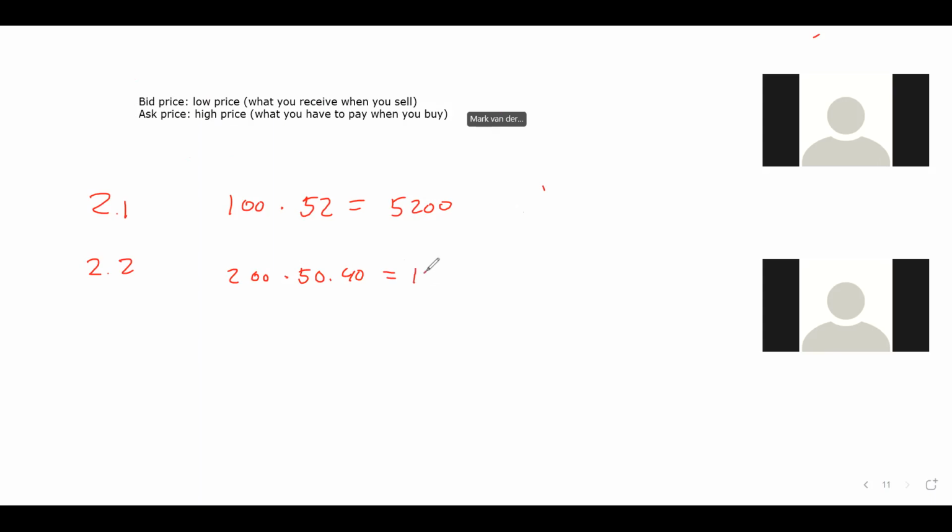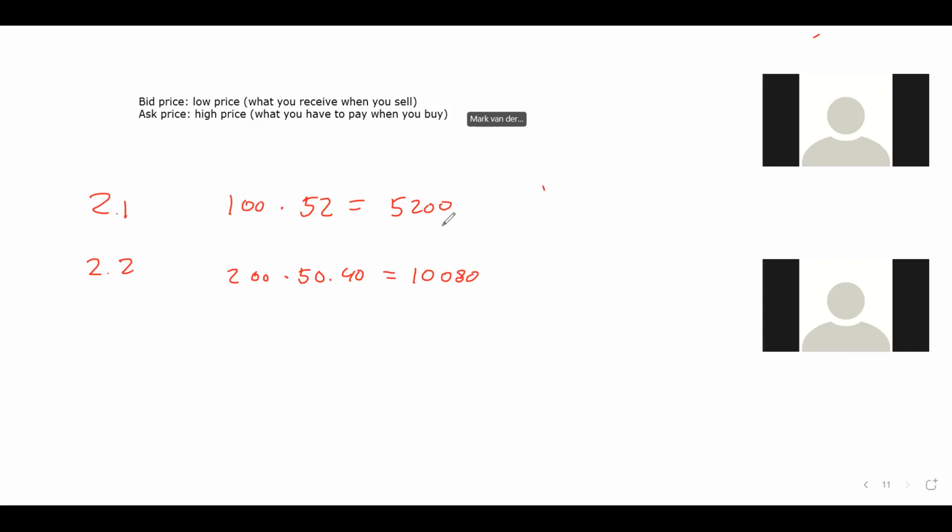And then I think the answer is already in the workbook. So is it like this? It's 10,080. So another zero. That's 80. Yeah, sorry. Okay, perfect. Is this clear for everyone?